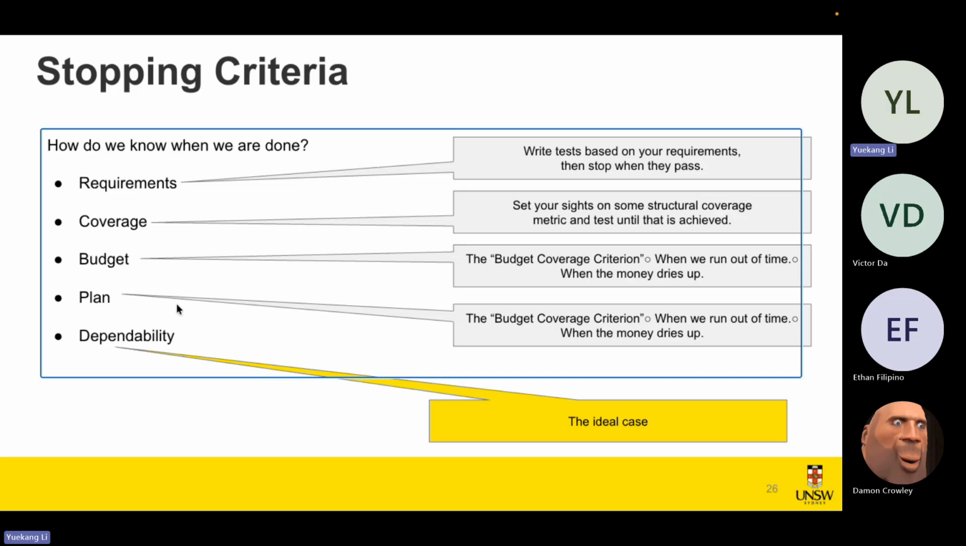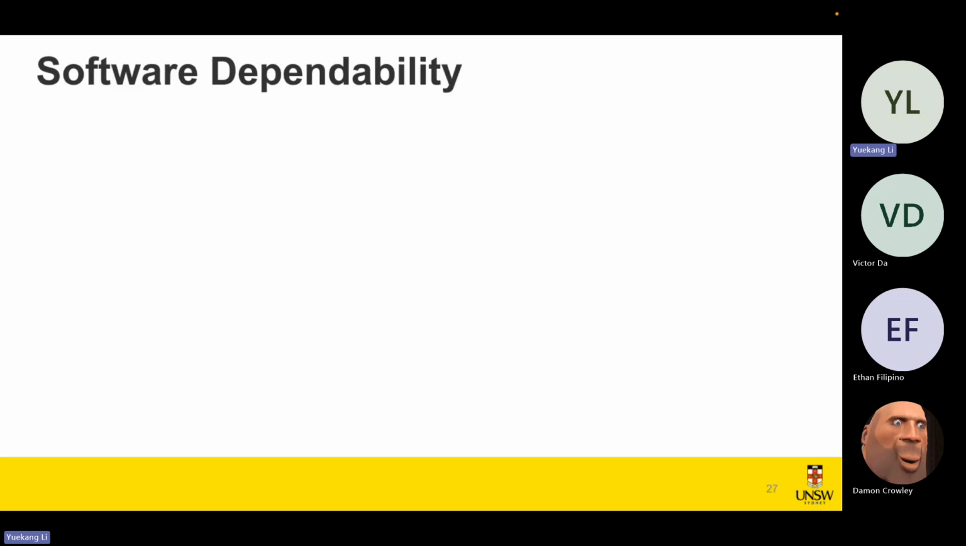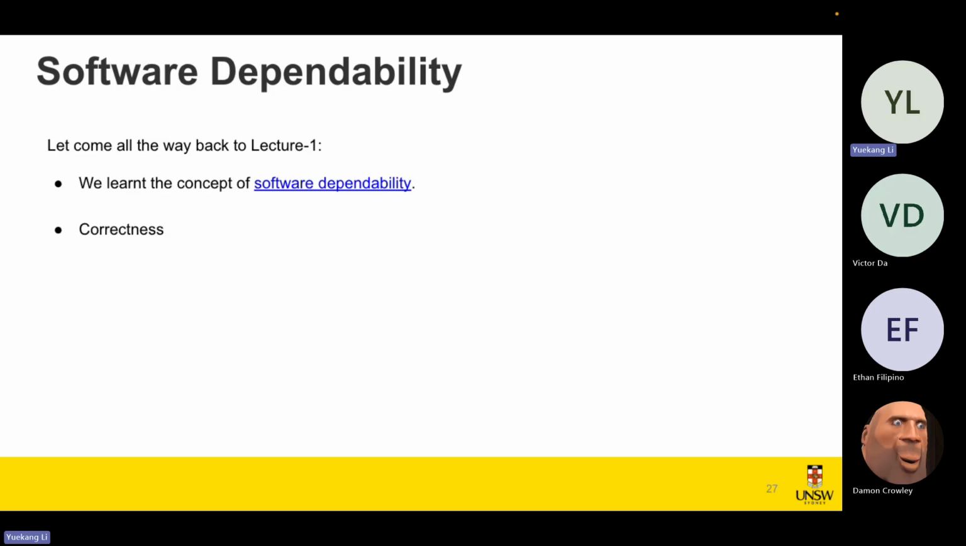The ideal case is that we want our software to be dependable. We want to prove to the users that the software is dependable. And this is what we learned from lecture 1. We want to build dependable software, and we learned the definition of dependability in our very first lecture. Actually, there are 4 different measurements or sub-criteria related to software dependability.